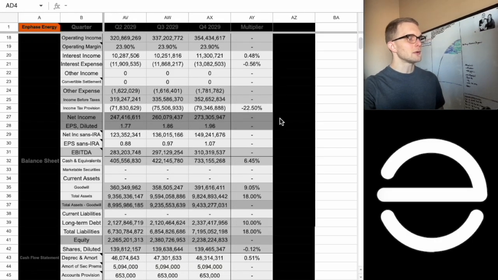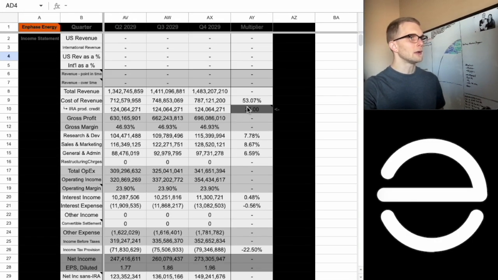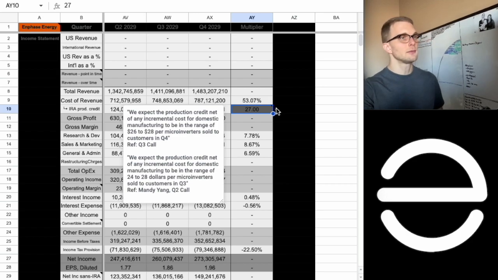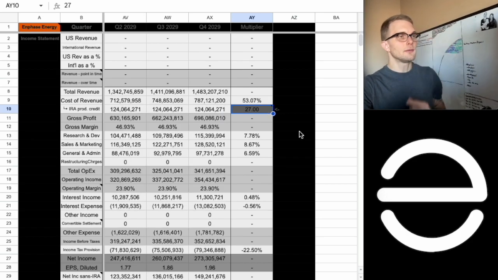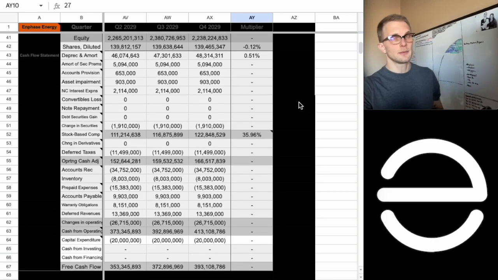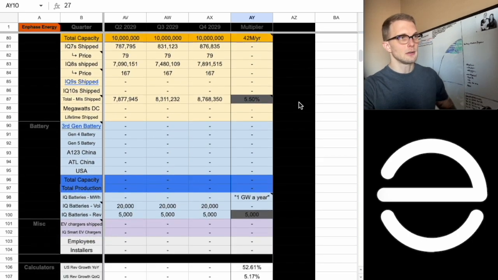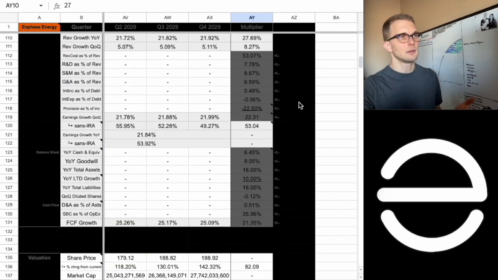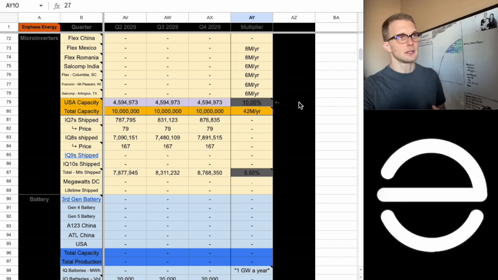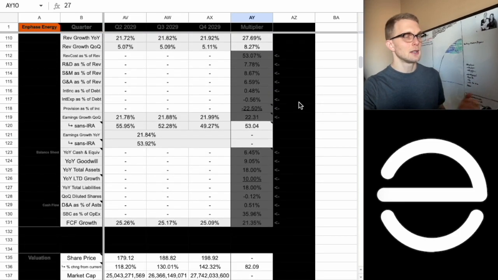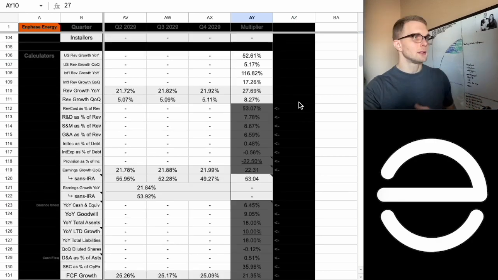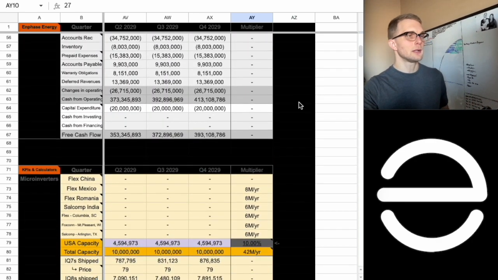Because of that, this number on the far side, the IRA production credit, has now been increased from 25 to 27. If you're unfamiliar with this model, any of the dark gray cells in the multiplier column can all be updated. So if you think I'm too low on something, it can easily be adjusted upwards, and if you think I'm too high on something, it can be adjusted downwards. There's a whole bunch of different variables that relate to pretty much everything: the IRA credit, the production capacity, the operating expenses, earnings, free cash flow, you name it. It's a very malleable model, so feel free to play around with it.